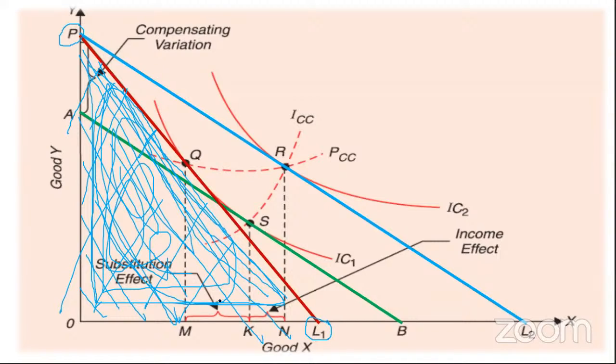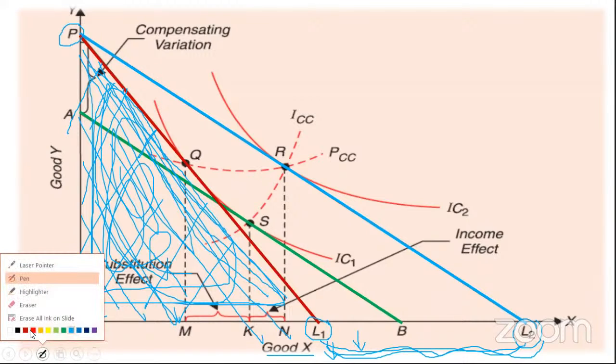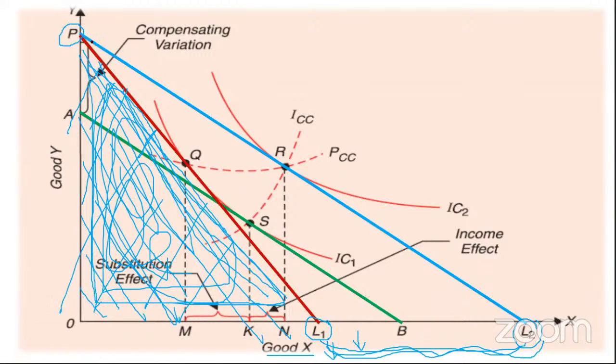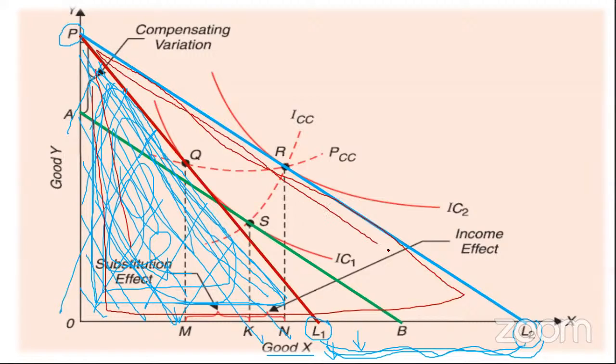For example, if the price of the good X falls, I am able to move from L1 to some place L2. I am increasing my substitution and demanding more of the good X. Why? Because the price has fallen. At that time my budget space is also increased, up to this point. Previously my budget space was up to this point. Because of the fall in the price of good X, my budget space is increasing.